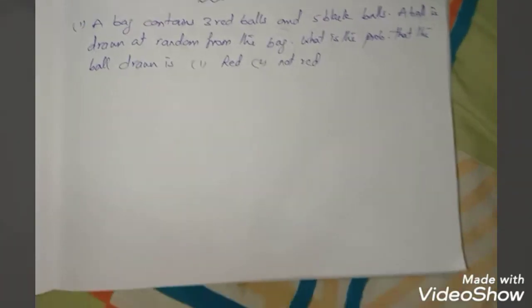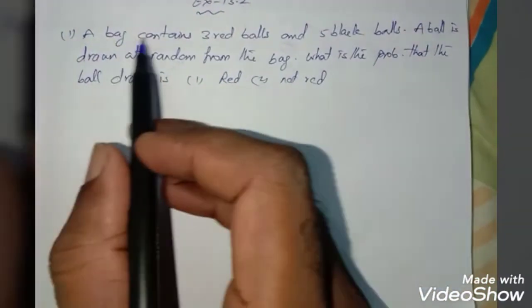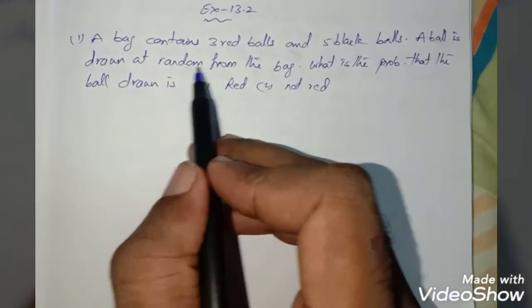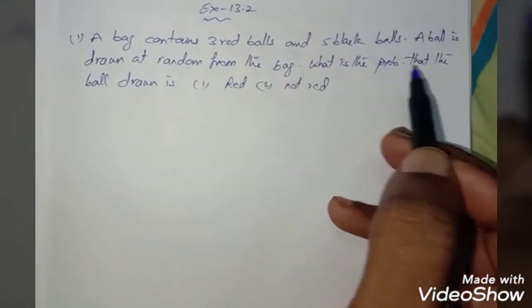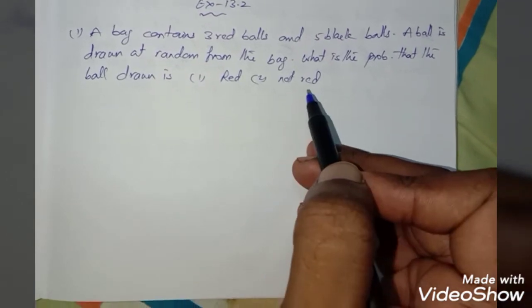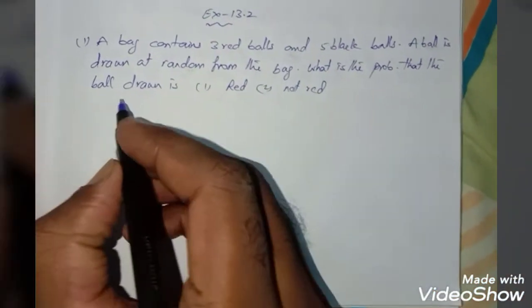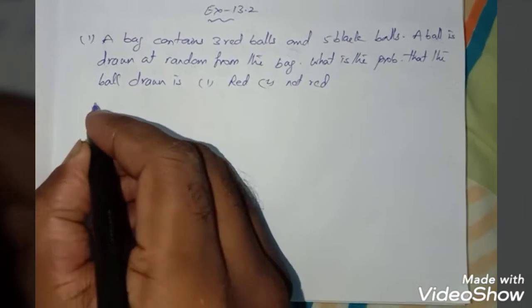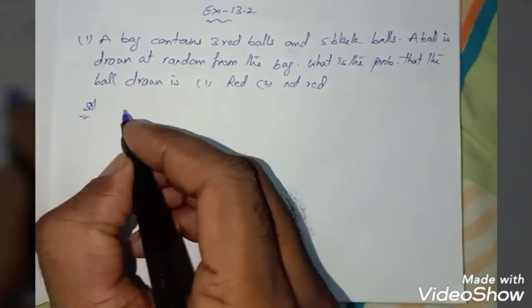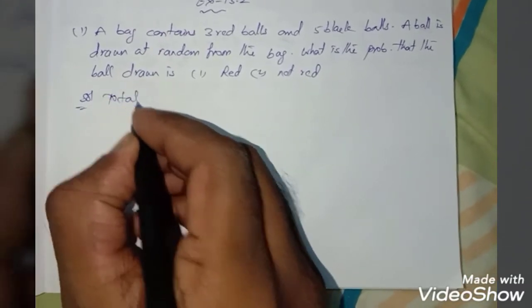Today we are going to learn the first question: a bag contains 3 red balls and 5 black balls. A ball is drawn at random from the bag. What is the probability that the ball drawn is red, and what is the probability of getting not a red? Right. So first, before going to find that, you should see how many balls are there in that particular bag.